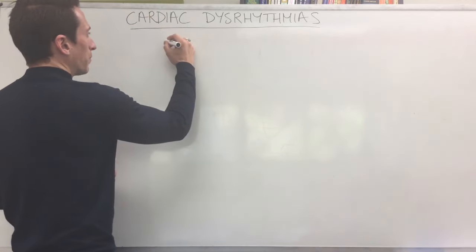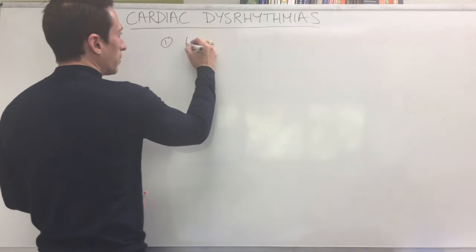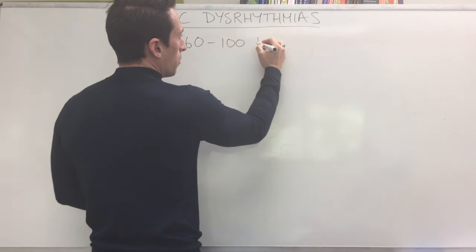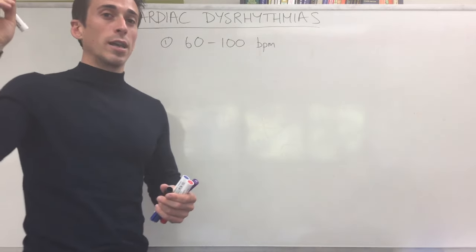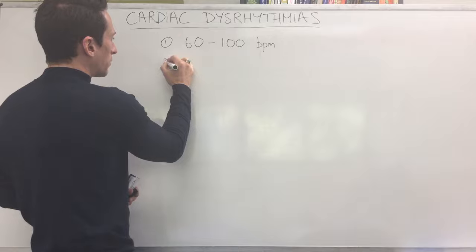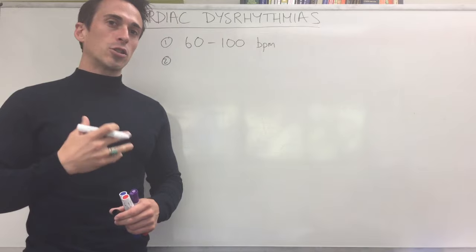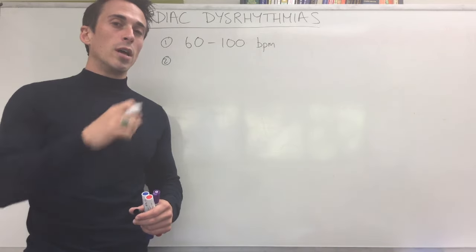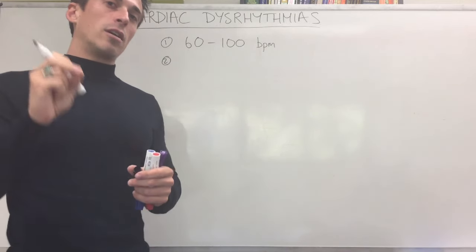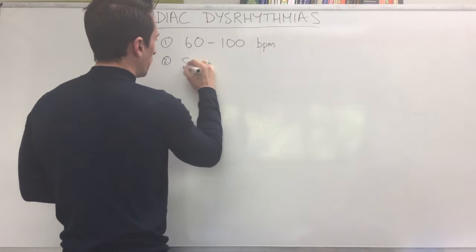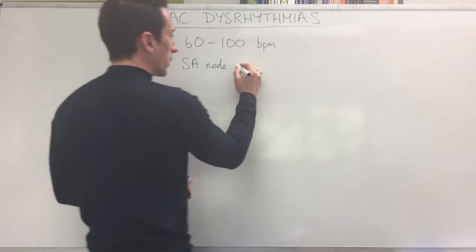So the first point is that our heart needs to contract between 60 to 100 times a minute. So we need between 60 to 100 beats per minute in order to have one of the boxes ticked for a normal cardiac rhythm. What's the next point? Next point is that our conduction system, the electrical system of the heart that allows for an action potential to pass through the heart so it contracts appropriately, should begin at the sinoatrial node. So the sinoatrial node is where the conduction should begin.